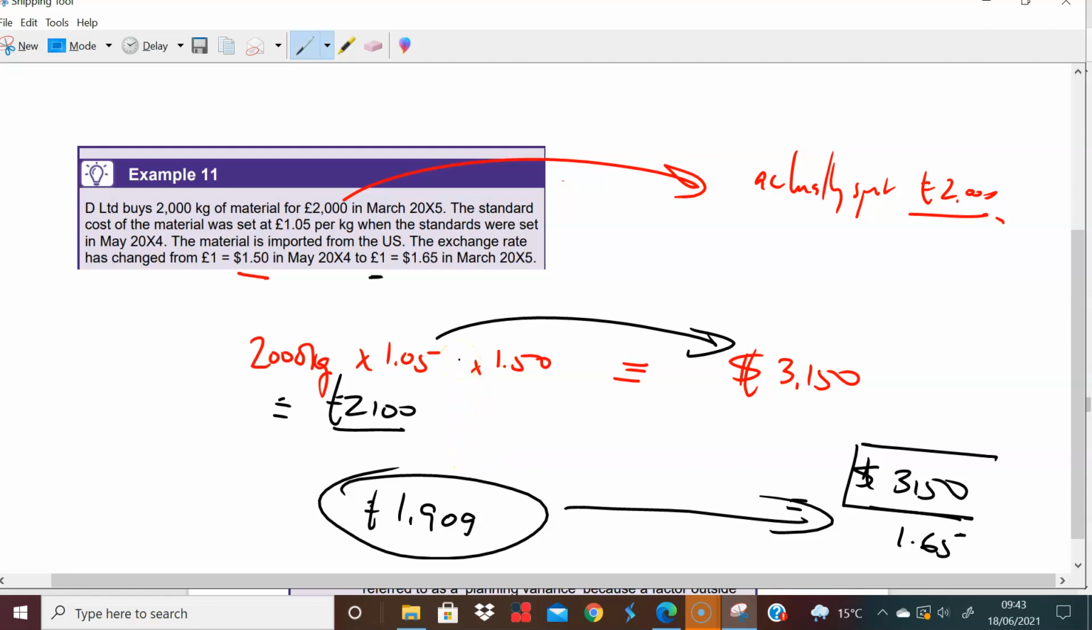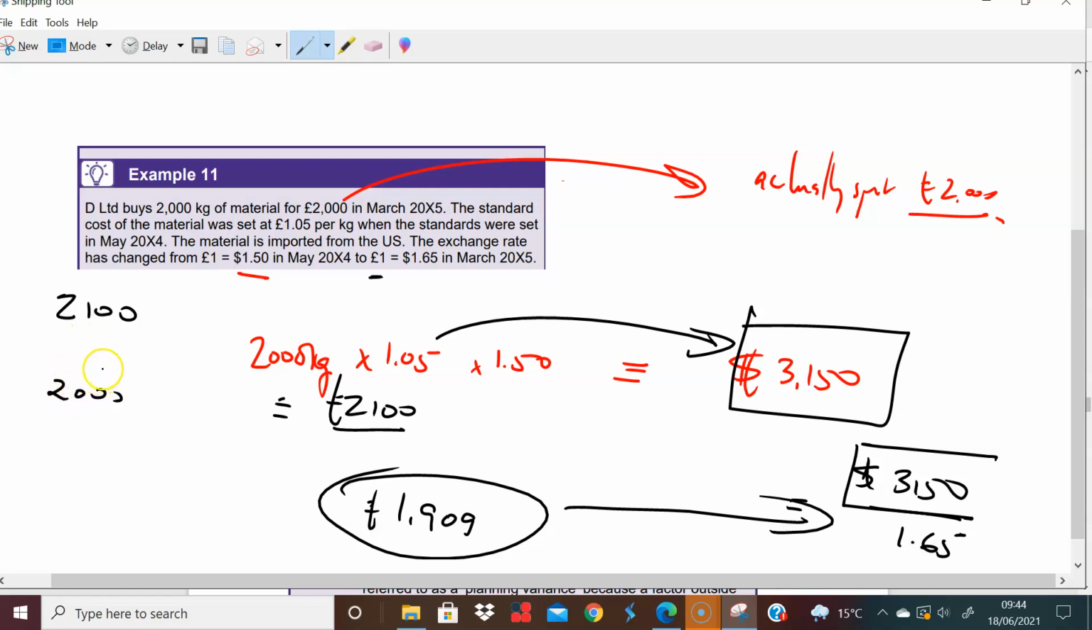I think it's important to understand what happens when we buy products from abroad: the value of the product abroad hasn't changed. It's just the exchange rate that has changed, meaning you will need more or less of your home currency to buy that product. So the product is still $3,150, it hasn't changed. We just need fewer pounds to buy it. So you turn up saying, "Hey guys, I was supposed to spend 2,100. I spent £2,000 buying this product. Hey, that's a favorable variance because I spent less."